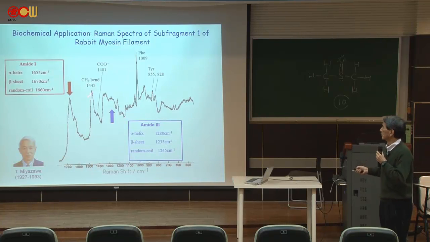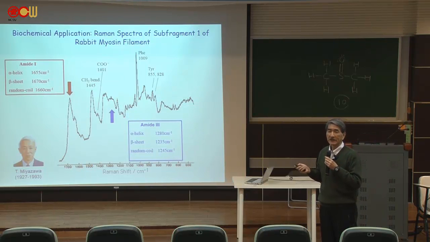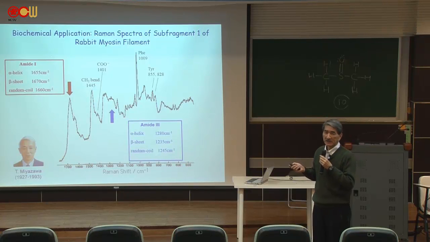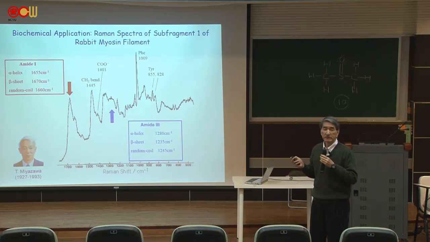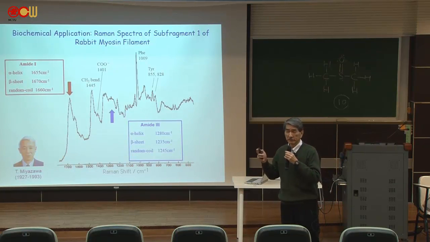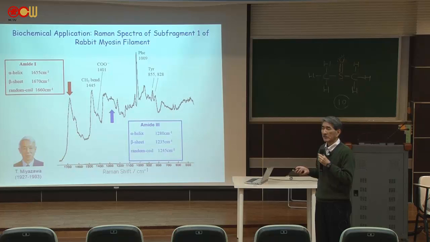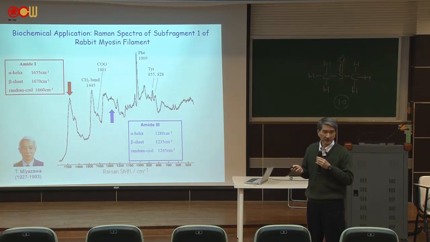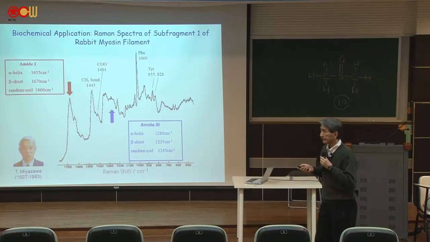So if you just measure the Raman spectrum of a protein, then you can tell what kind of secondary structure that protein has. And that kind of thing you can do even from living cells. I'll show you later how we do the Raman spectroscopy of living cells. But if you measure living cells and get the protein Raman spectrum, then you can tell what kind of secondary structure the protein in the cell has. That can never be done by any other method.